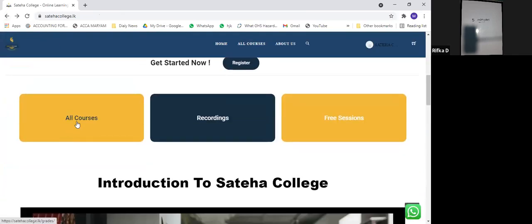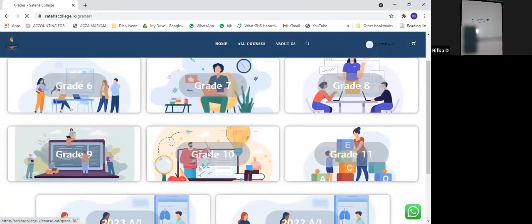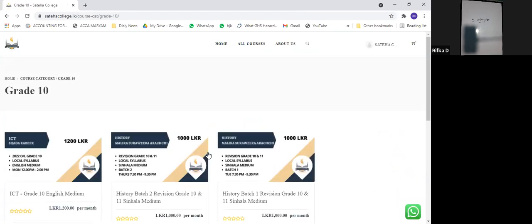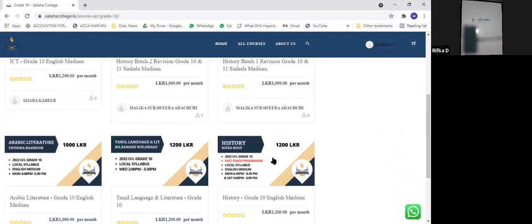If you go here, the same thing will appear, and you can select your grade. Let's go to grade 10. This is the program: history for grade 10s will be on Monday 6:45 to 8:45 and Saturday 4 to 6 p.m. So this is for grade 10s, and the fee is 1,200 for grade 10s.